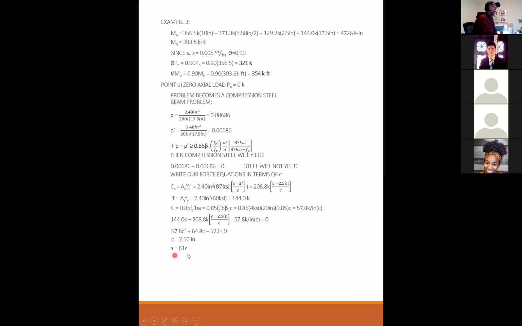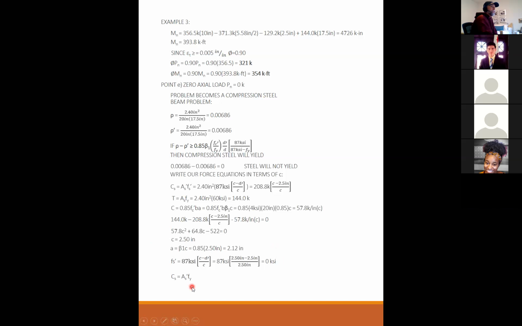a then is equal to beta 1 times c. 0.85 times 2.5 is 2.12 inches. Therefore, F sub s, c minus d prime over c, is equal to 0 ksi. If you look at this, c is at 2.5, your steel is at 2.5. So the neutral axis is actually crossing right where the compression steel is. So you have 0 ksi in your compression steel.